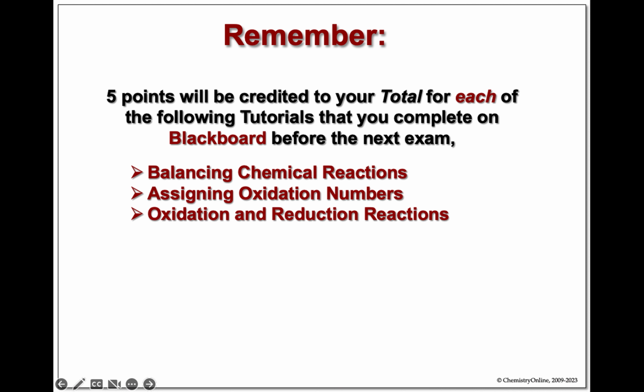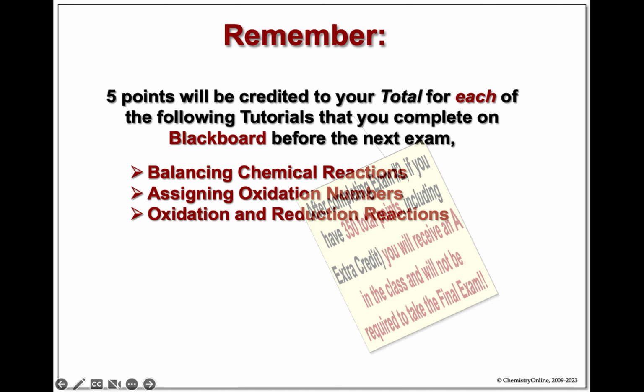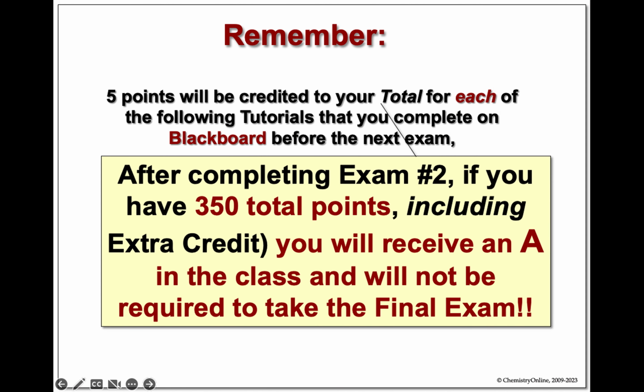After you take the second hour exam, check Blackboard. If your total is 350 or above, you will receive an A in the class instantly, and you will not be required to take the final exam. Let me say that again. 350, A, no final.